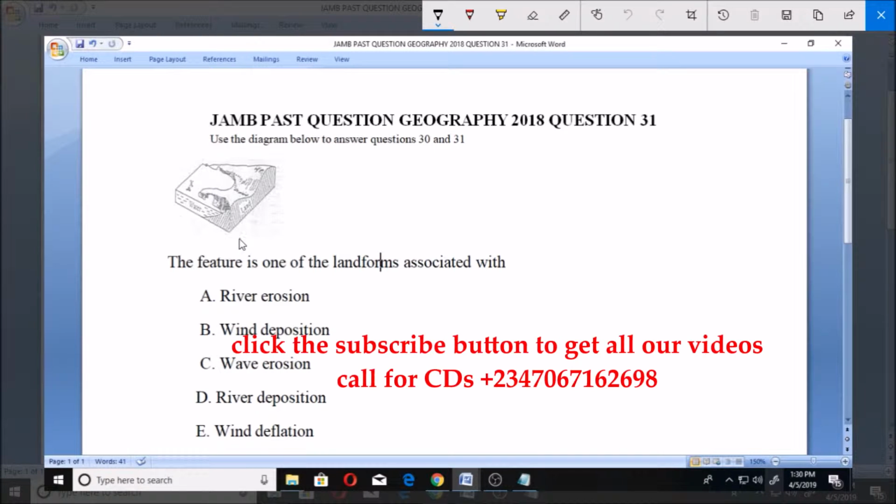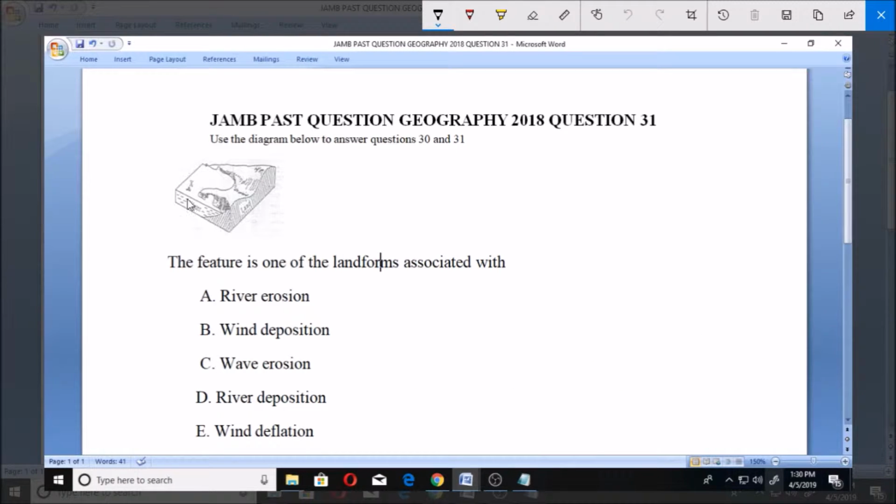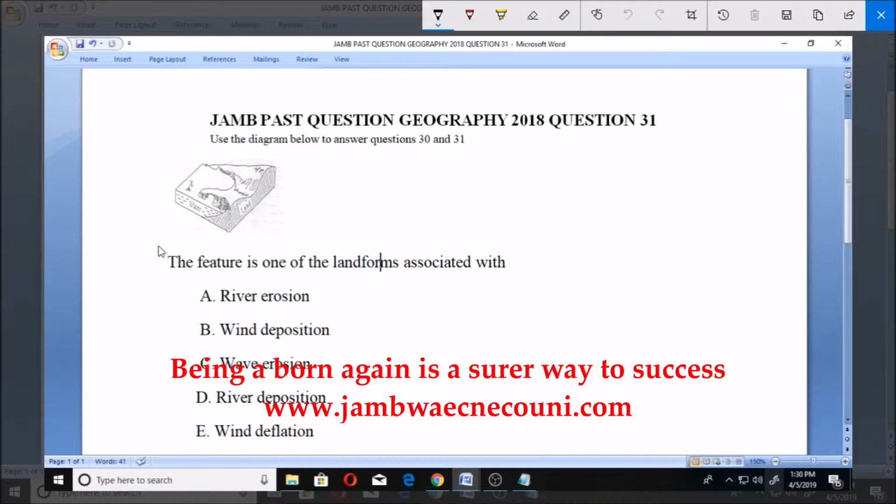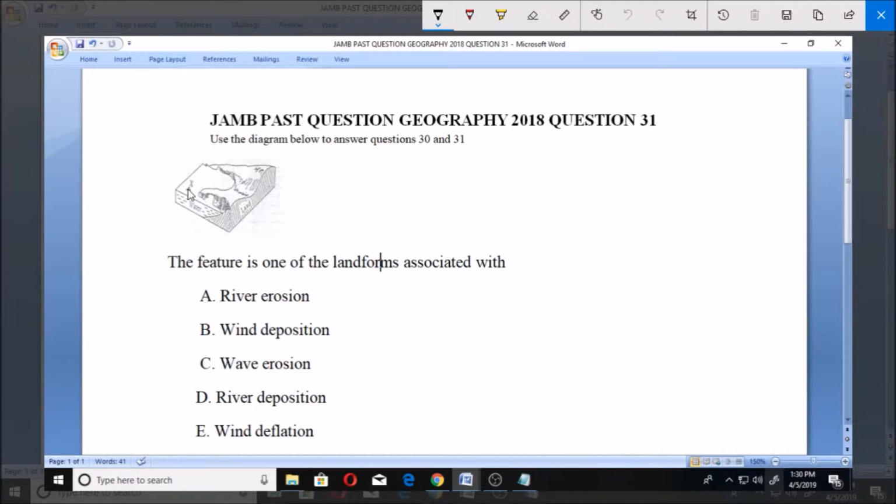And in question 30, where it was asked what this X stands for, this very part of the landform, we said it is a stack. Now this question is asking about the landforms associated with this feature X that we named as a stack, and we say that a stack is a landform consisting of steep and often vertical column or columns of rock in the sea near a coast formed by wave erosion. That's what we say a stack is.